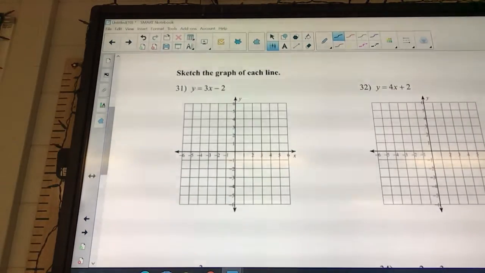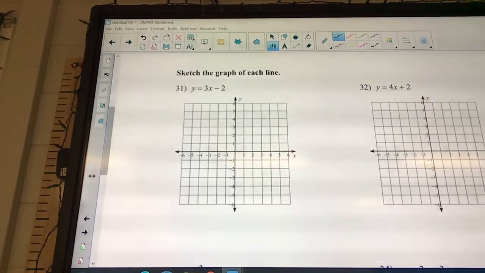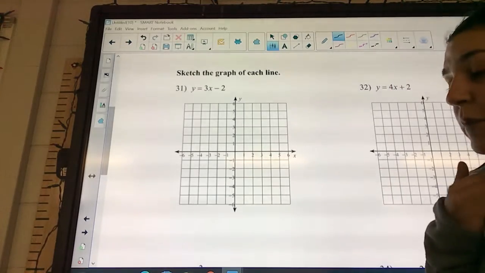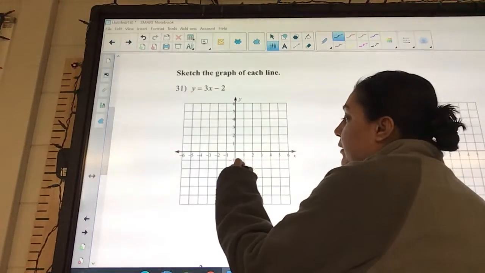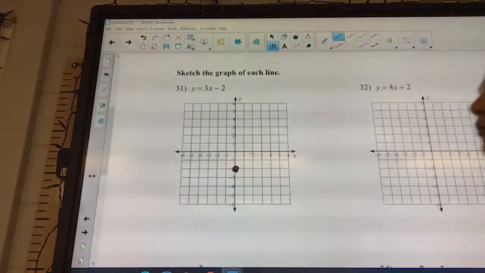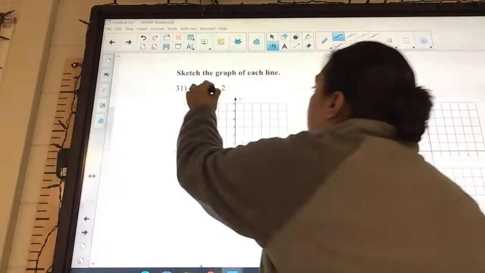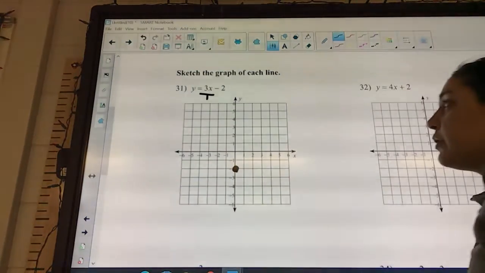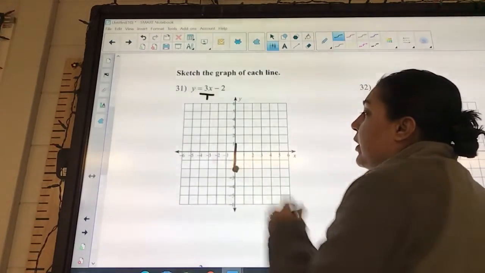Okay, the next section is about sketching the graph of the line. So it's kind of what we just did, but in opposite direction, okay? So the same way that we find the y-intercept, we plot the y-intercept first. So it should start at -2, and our slope is 3. Okay, but how do you plot a 3? Okay, it's really 3 over 1. Okay, so you're going to rise 3, 1, 2, 3, and we go over 1.